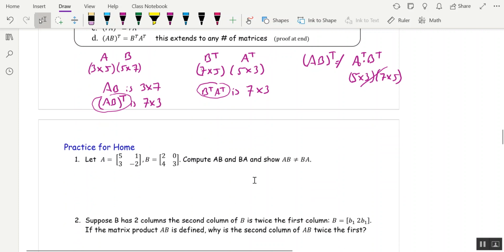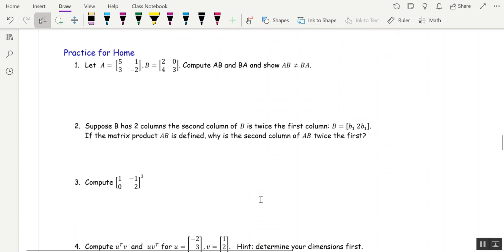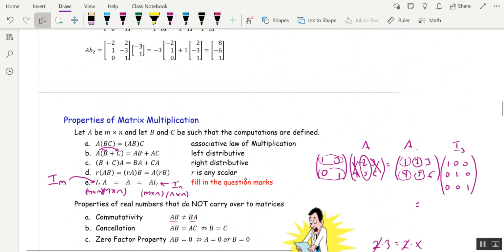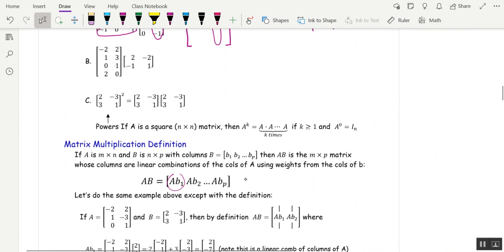Okay, then I've got a bunch of practice problems for you. Here you have to compute a power. Note that you're not going to distribute that 3, so I went over it kind of quickly, but up here, powers, if you have A squared, that means literally you have to multiply A by A. So A cubed is going to be A times A times A. And there's no way to do that all at once.